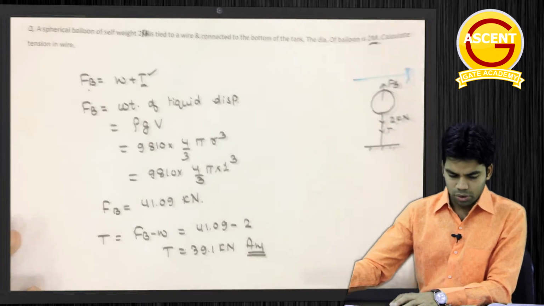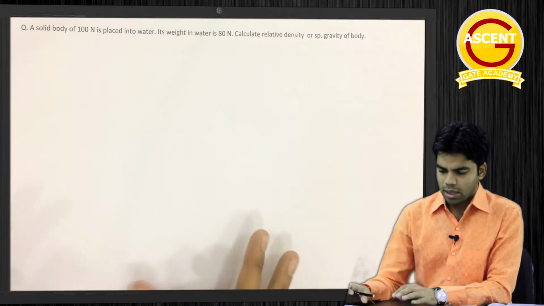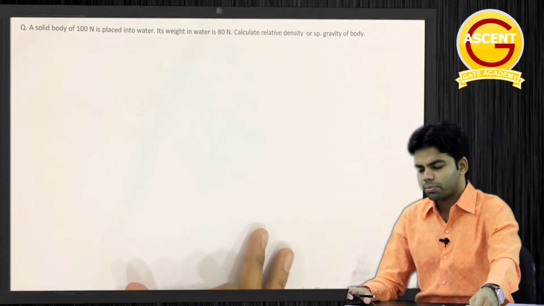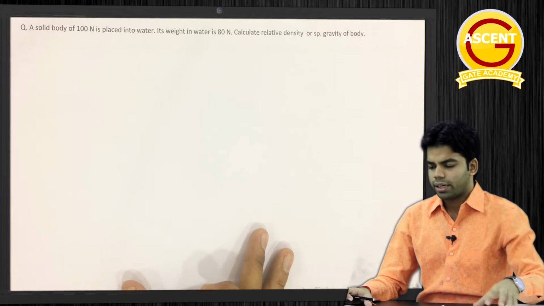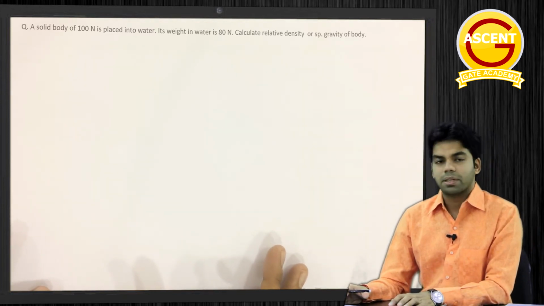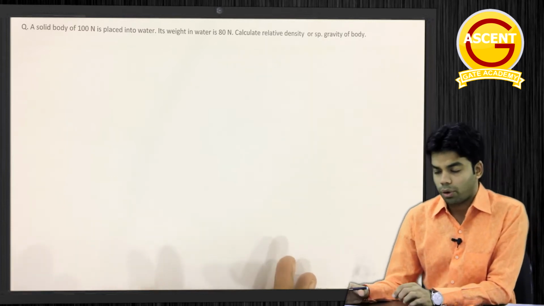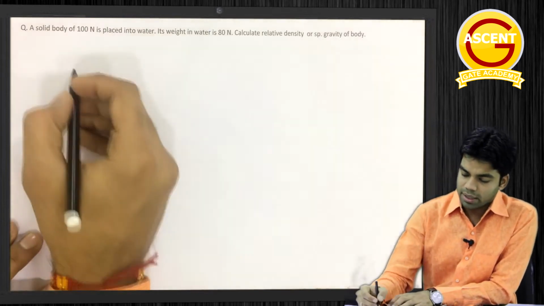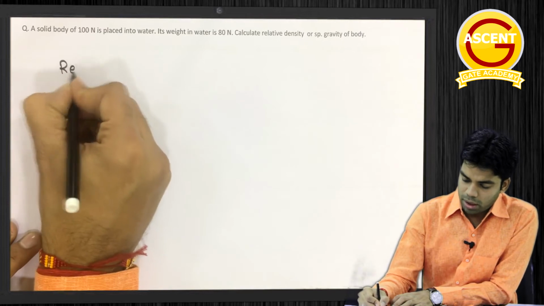Okay, next question. The next question says a solid body of 100 Newton is placed into water. Its weight in water is 80 Newton. Calculate the relative density or specific gravity of the body. Okay, so for the relative density of a submerged body, you can write the formula.